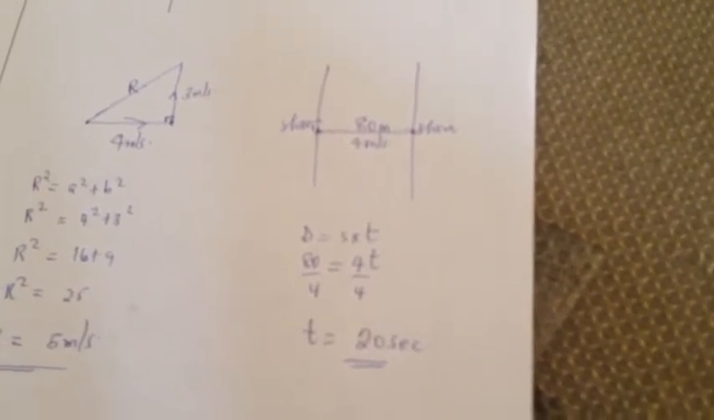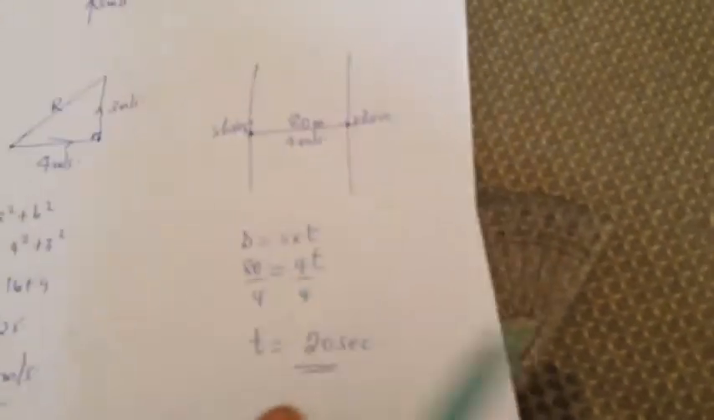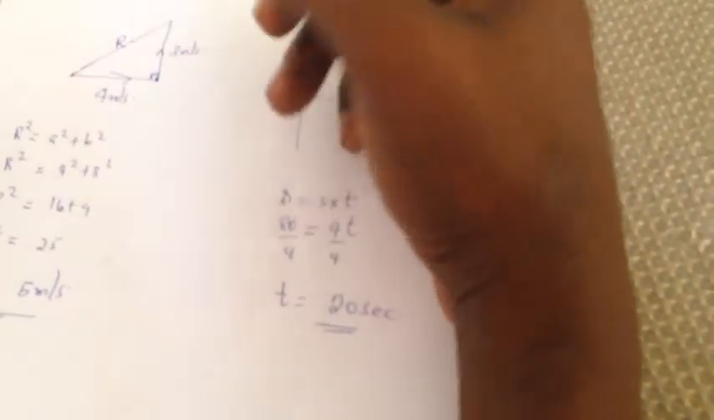Then the third part: what distance downstream does the boat reach the opposite end? To get the distance downstream, we are asking, what is the distance by which the boat was supposed to reach the other shore from here up to here? But because of this current, or the water that is moving and meeting the boat, it makes the boat not reach the other end at this point. Instead, it makes it reach at this end here.